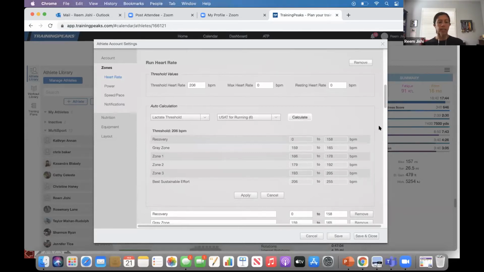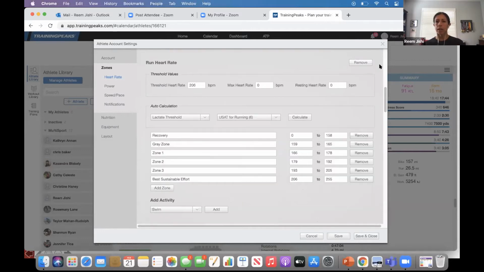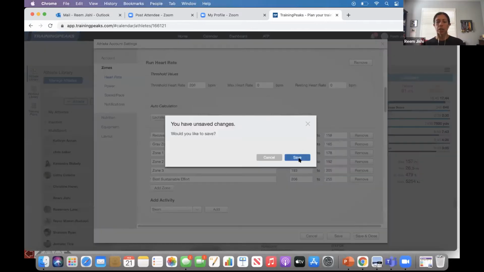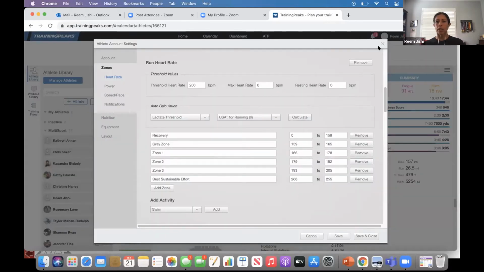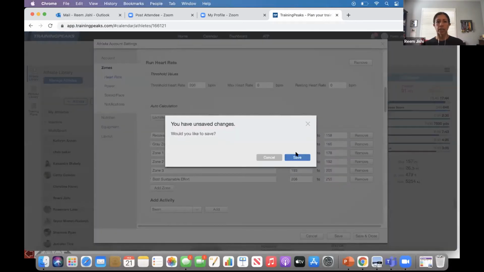So your ZR number here is anything below 76. You have your gray zone, which is the zone you never want to run in. And then you have everything else. Z1 is automatically calculated as 80 to 86, and it just works it out. So you should know what those zones are. They should be in your Training Peaks account. If they aren't, give your coach a ring and make sure they find their way in there.